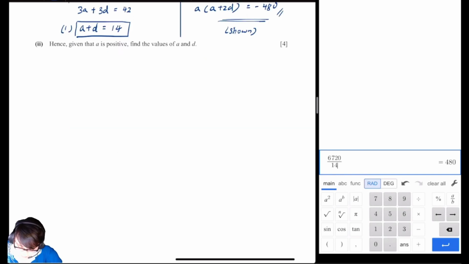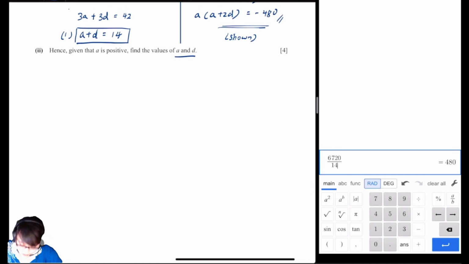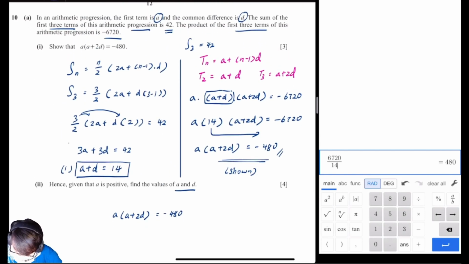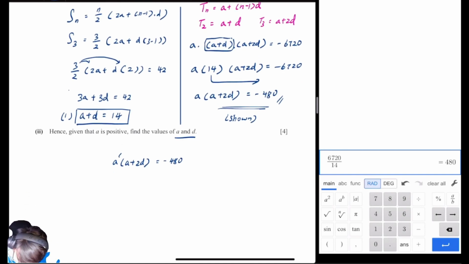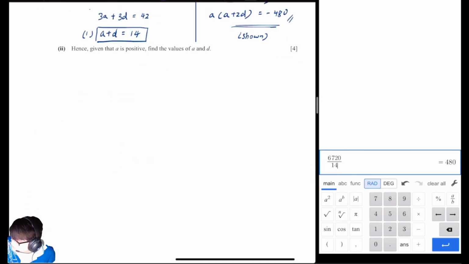Hence, given that a is positive, find the values of a and d. So we would like to use this a(a plus 2d) is equal to minus 480 to find the values of a and d. So how are you going to find the values of a and d in this case? For part 2, hence, given that a is positive, find the values of a and d. So how are we going to find this one? We have to use whatever we have previously.